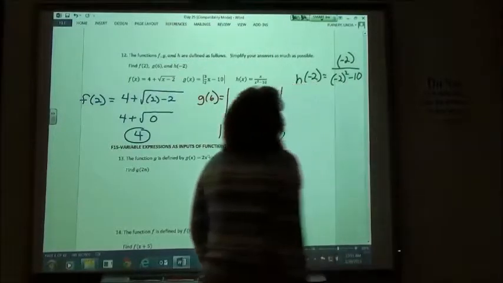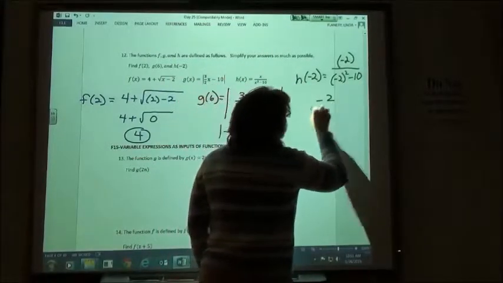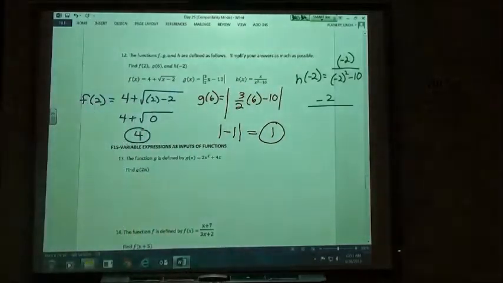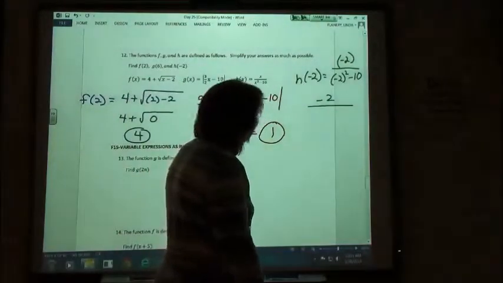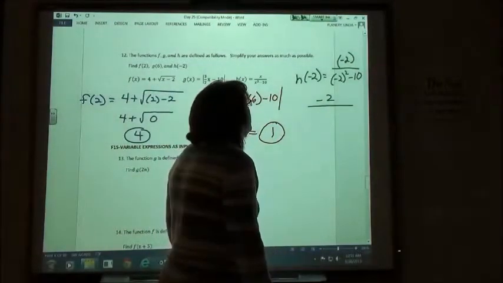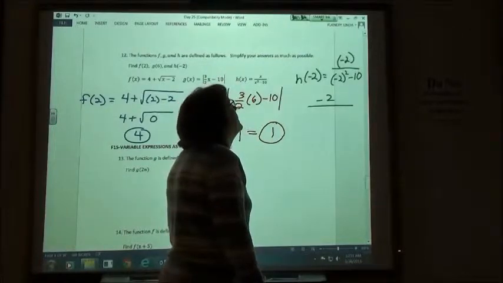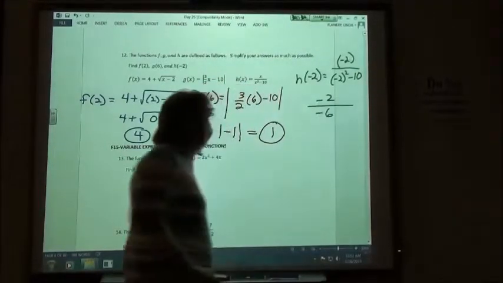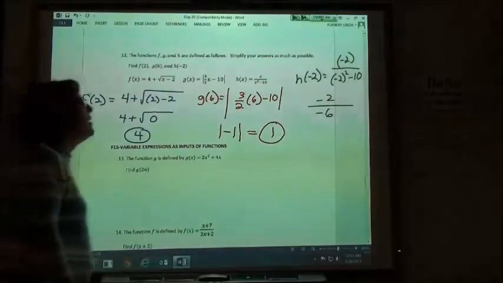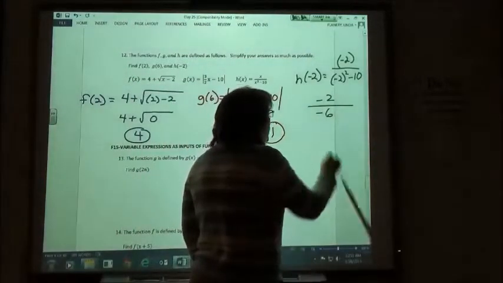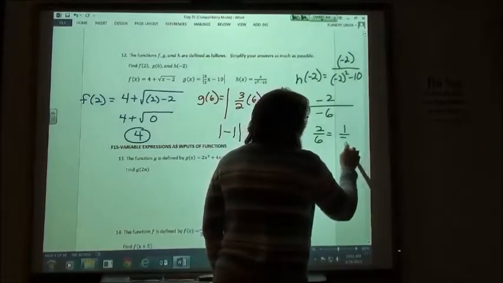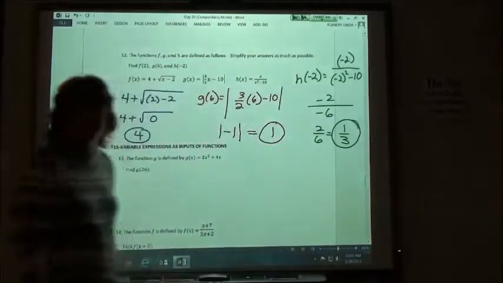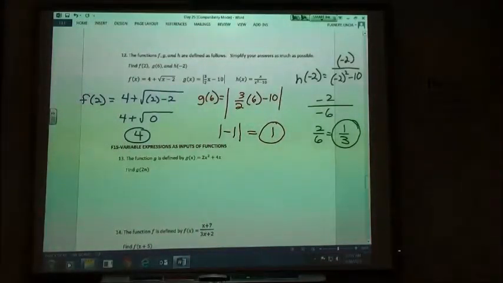And then we've got to do h of negative 2. On the top we're going to get negative 2 because that's the only thing up there. On the bottom, we're going to get negative 2 squared minus 10, which equals negative 6. So if we have negative 2 over negative 6, our answer is 2/6, which simplifies to 1/3. All right, so we've done those with numbers.